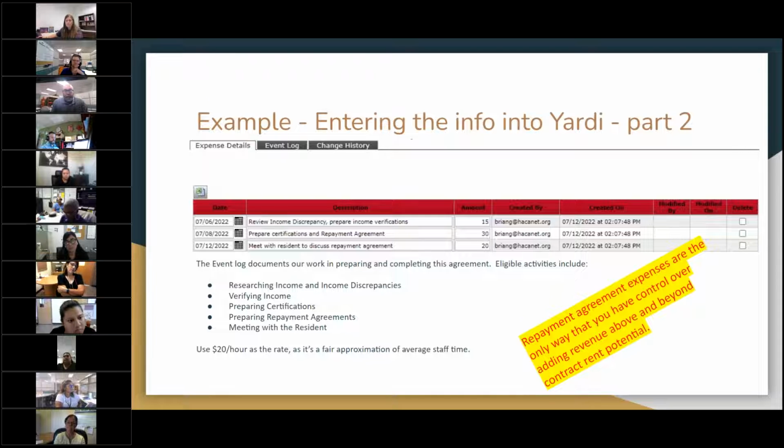And this is a key point. Each of your units, each of your properties has a maximum amount of income that you can collect. That somewhat fluctuates with zero HAP, right? Theoretically, somebody could add billions to your property, but I don't think that's going to happen. The only thing you have control over really is repayment agreement expenses, which can add money on top of your contract rent potential.